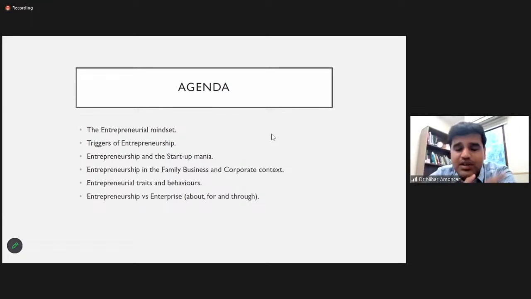So there we will try and establish that entrepreneurship is not just about starting a business, but you can demonstrate entrepreneurship in any context. You can demonstrate it in an SME, in a large corporation, anywhere. And then we'll end by talking a little bit about how you can develop entrepreneurial traits and behaviors at IMT Ghaziabad during your 2-year journey with us.